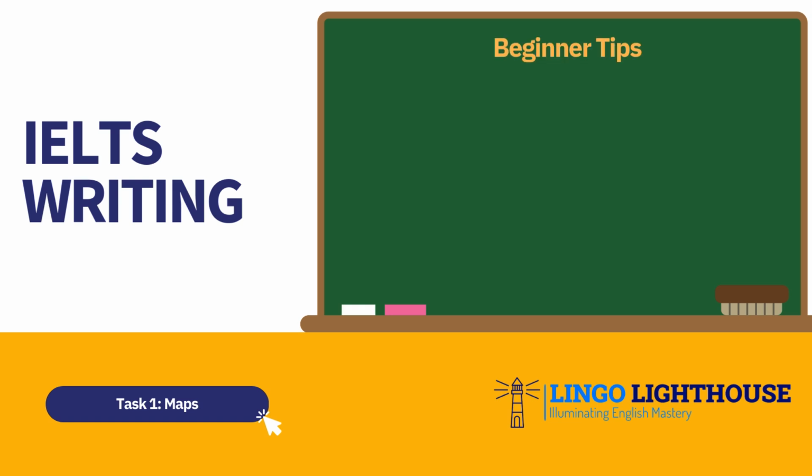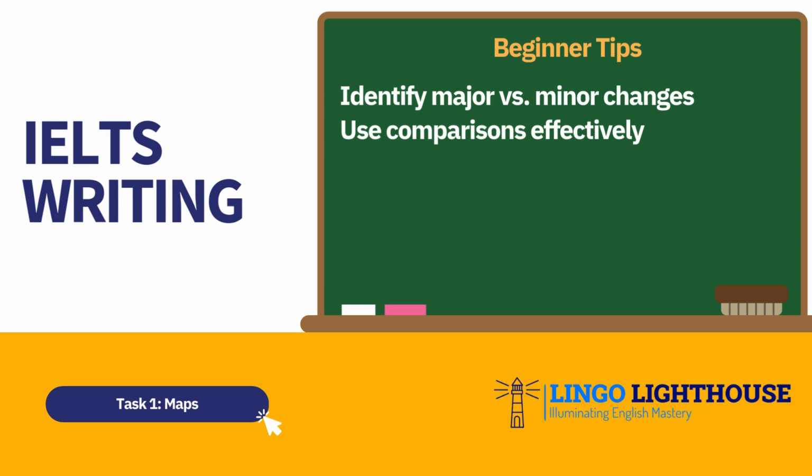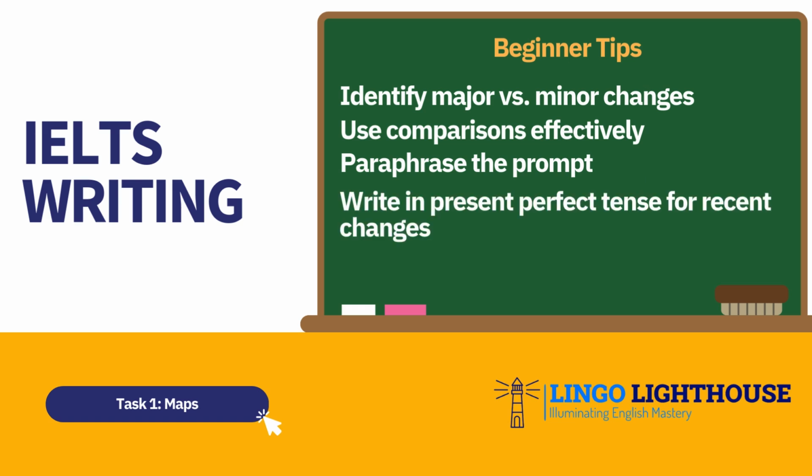Beginner tips. Identify major versus minor changes. Focus on the big differences first. Use comparisons effectively: explain what has been replaced or removed. Paraphrase the prompt: avoid copying words directly. Write in present perfect tense for recent changes: the school has undergone significant modifications. Use prepositions correctly: next to the main building, a new library has been added. With practice, these skills will help you craft a high-scoring response.